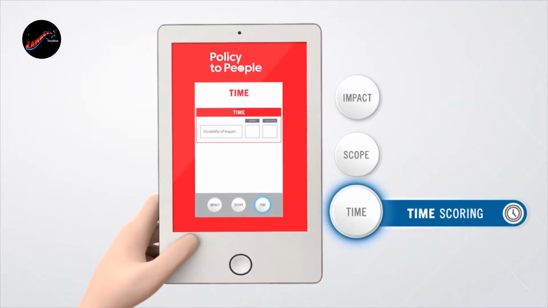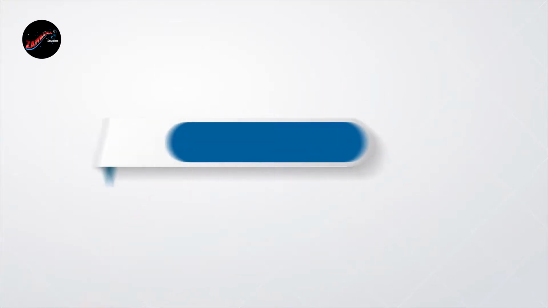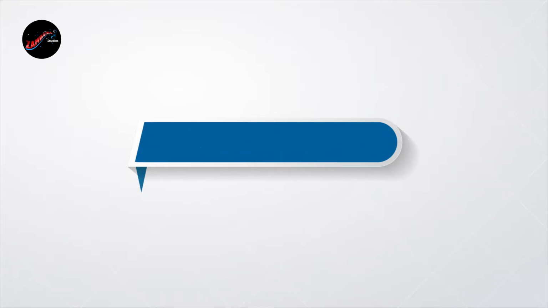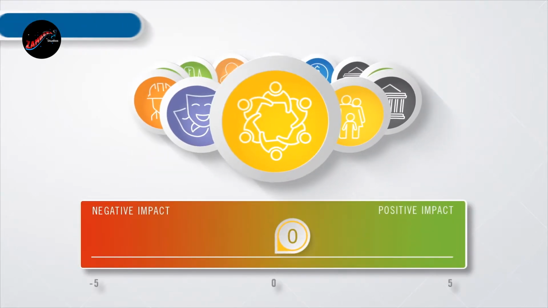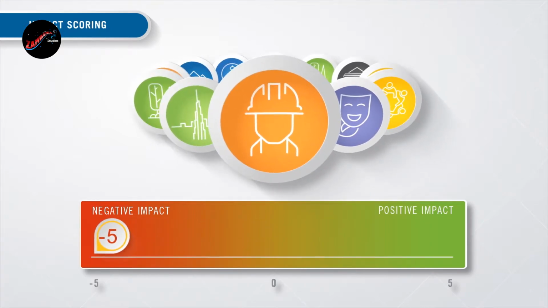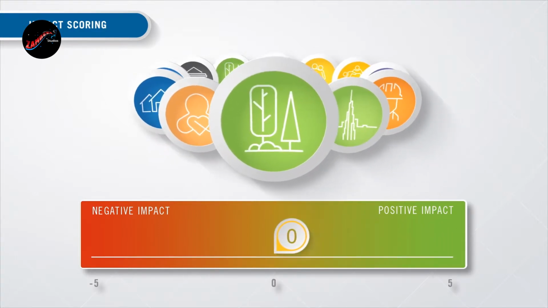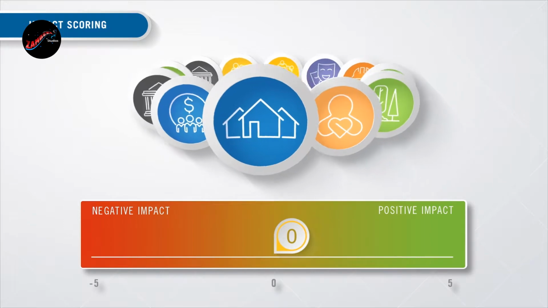To make these scorings more concrete, let's apply the P2P tool on one of the Government of Dubai's policies, the health insurance policy. Starting with impact scoring, policymakers will have to evaluate the impact of the policy domains and components on a scale ranging from -5 for highly negative impact to +5 for highly positive impact. A score of 0 means that the policy does not have an impact or that the impact is unknown.